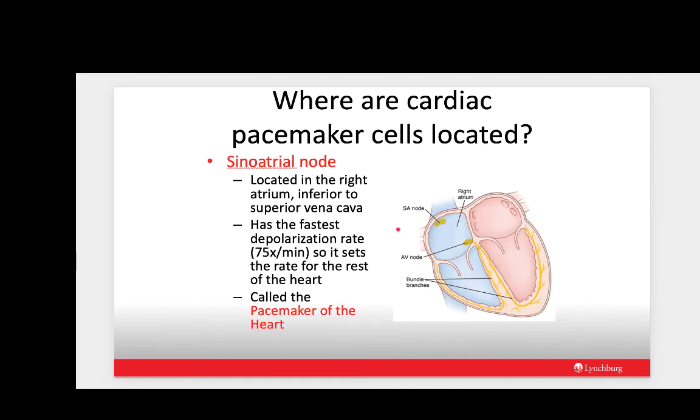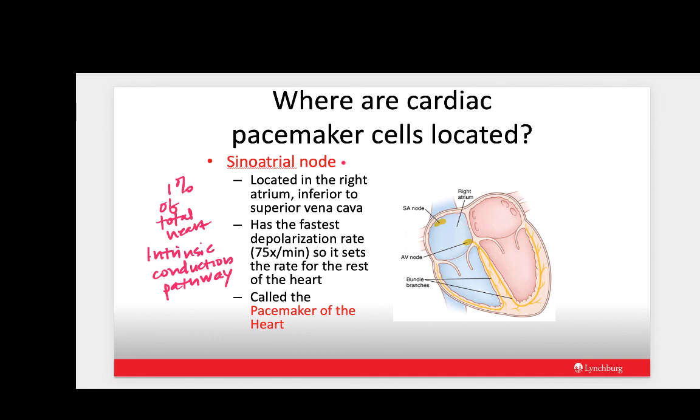So where are these cells located? So pacemaker cells, they're highly specialized. Remember, we talked about how they only account for about 1% of the total heart. Well, they're located in very specific areas, and we call this the intrinsic conduction pathway. And these are very specific areas throughout the heart.